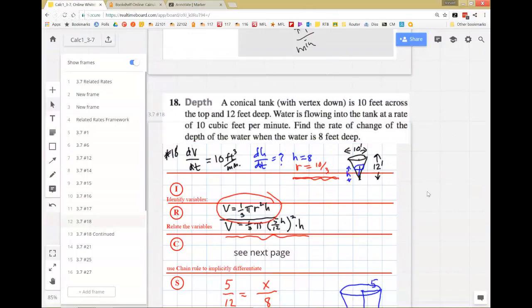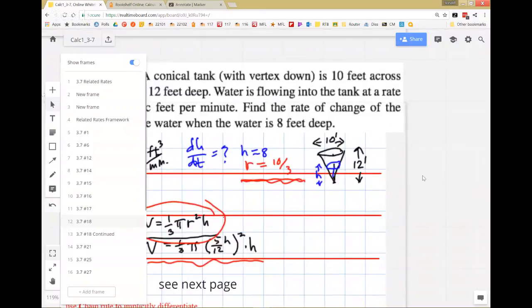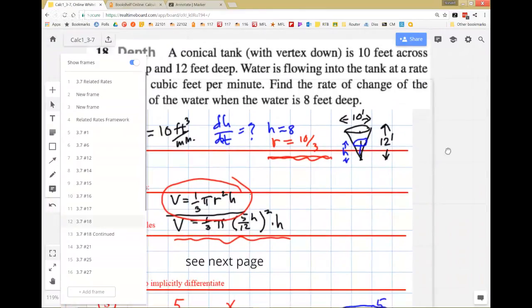So here we go. Problem 18, a conical tank with vertex down. The cone is upside down, like I've made it in the picture there, 10 feet across the top and 12 feet deep. So kind of small, but you can see I made this drawing here, 10 feet across, 12 feet for the height. Okay.